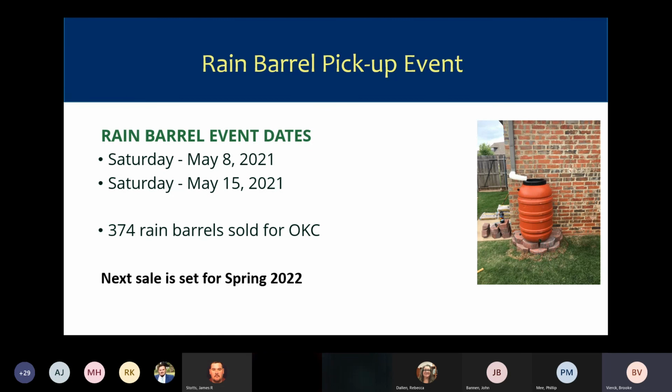We held our rain barrel pickup event. It was Saturday, May 8th and Saturday, May 15th. We sold a total of 374 rain barrels just for OKC. We actually had over 800 rain barrels sold in the entire OKC metro area. So our next sale will be next spring 2022, and we will determine the dates in the fall for that spring sale.